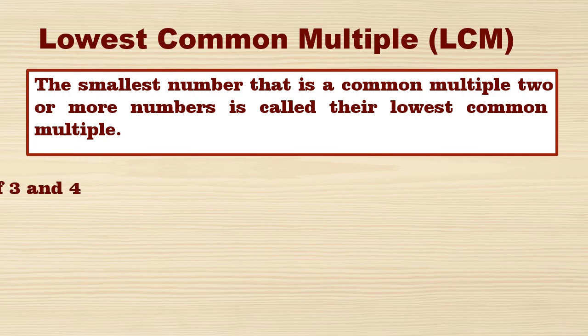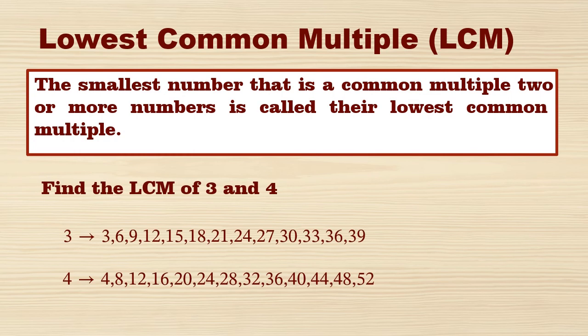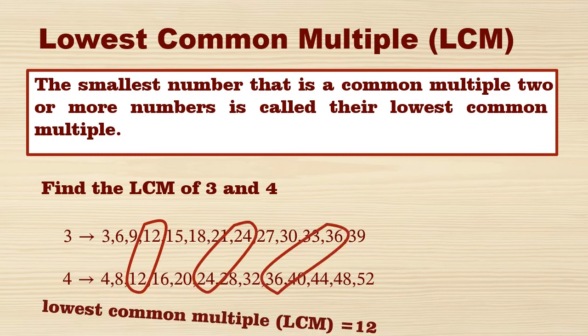Example, find the LCM of 3 and 4. The multiples of 3 are 3, 6, 9, 12, 15, 18, 21 and the rest of it, while the multiples of 4 are 4, 8, 12, 16, 20, 24 and the rest of it. When you look at these two lists, the common ones are 12, 24 and 36, but the smallest among them is 12.